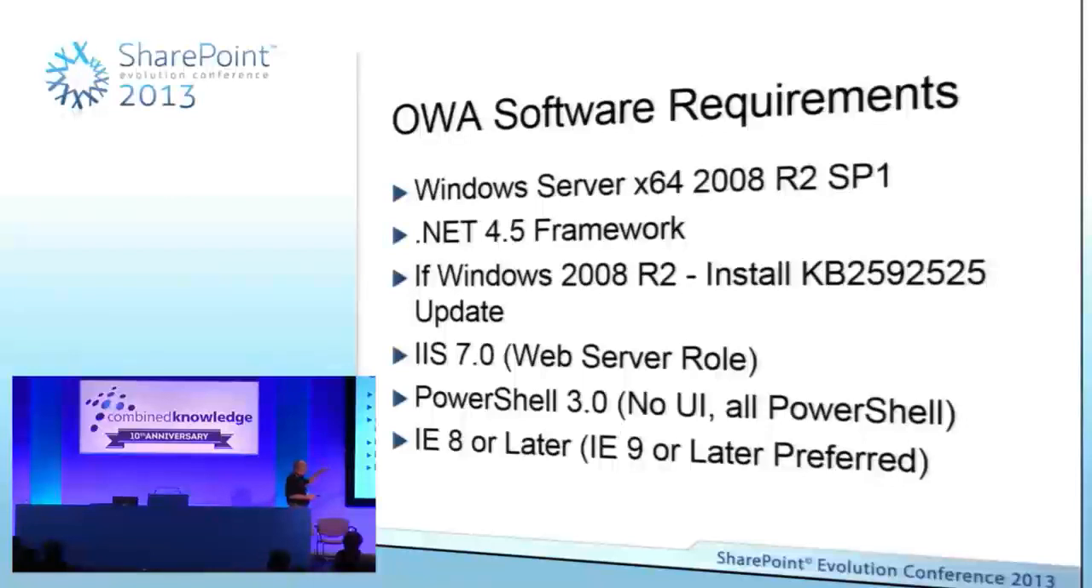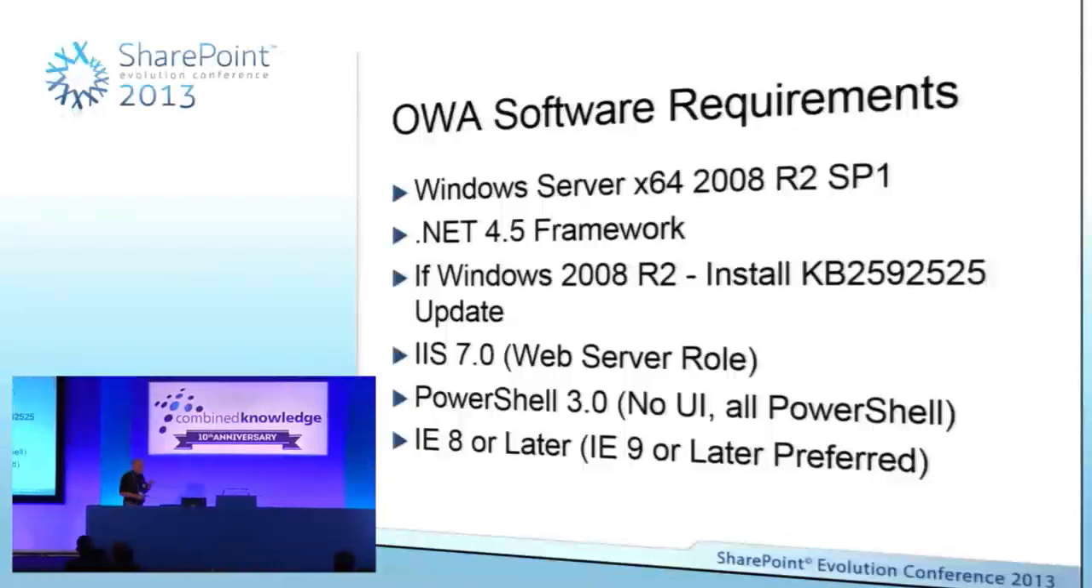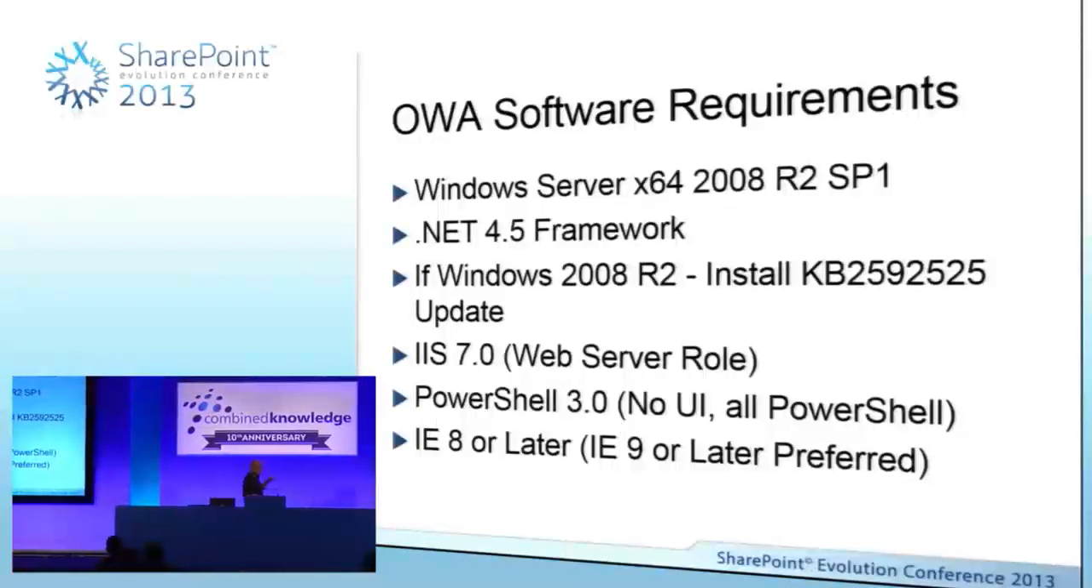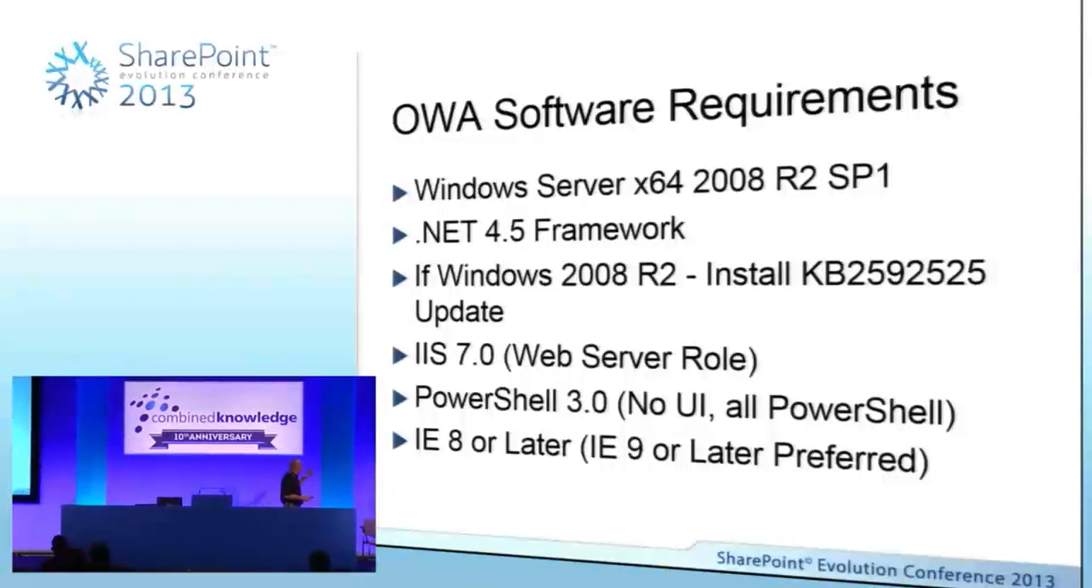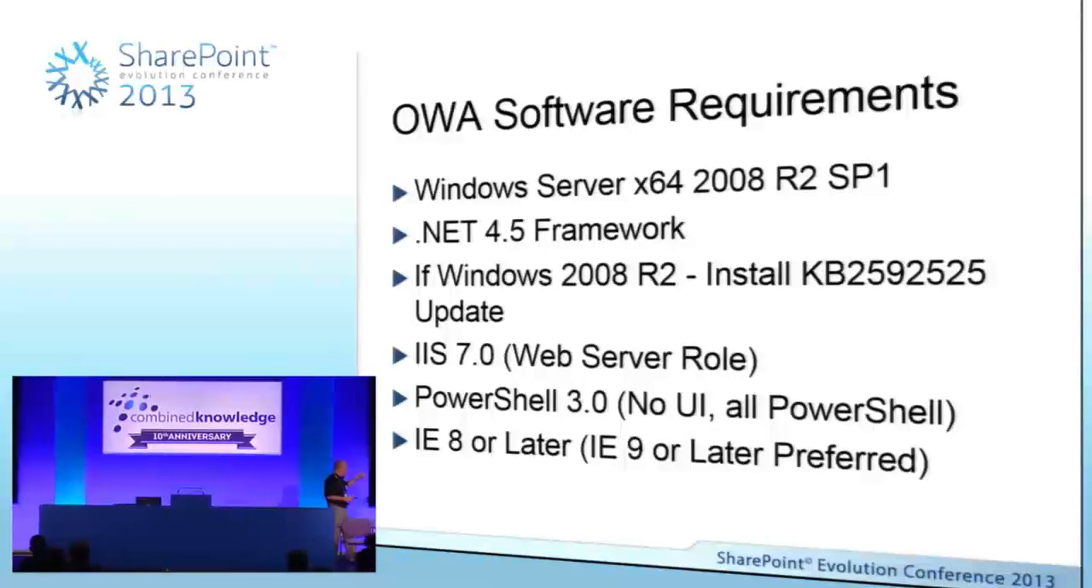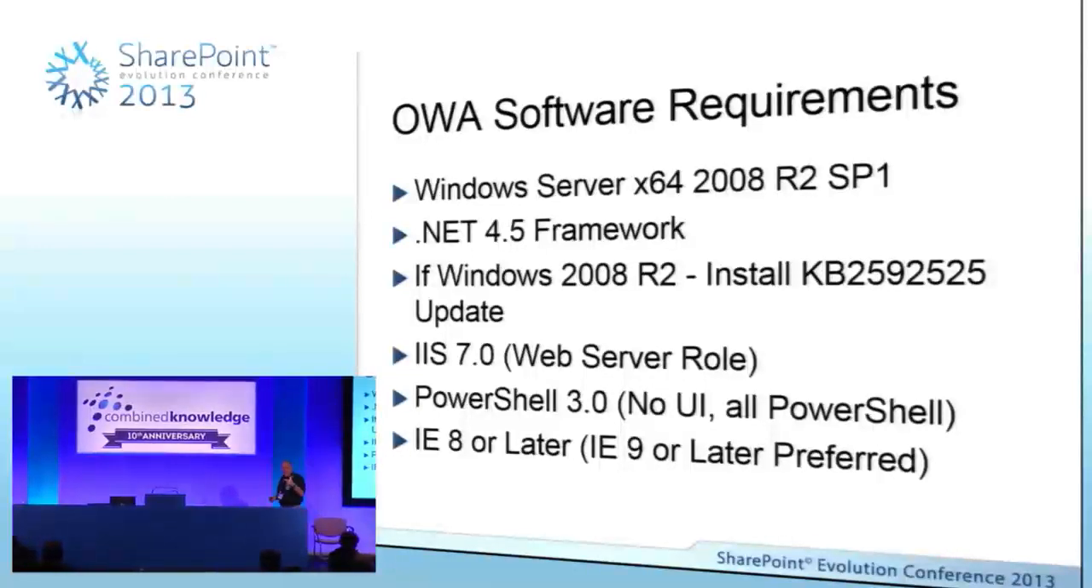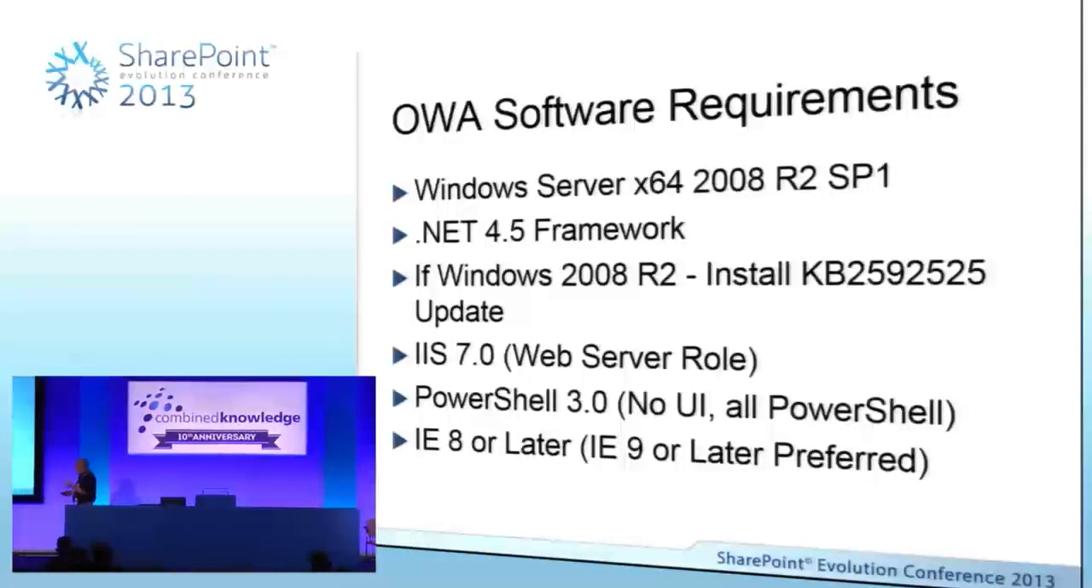If you're running Windows 2008 R2 versus Windows 2012, you also need this KB 2592525. You have to install that in order for the OWA to install. All right? You have to configure it to have certain roles. You have IIS 7. You have to be using PowerShell because this is driven by PowerShell, PowerShell 3.0. And IE 8 or later. IE 9 is preferred, and then of course IE 10.